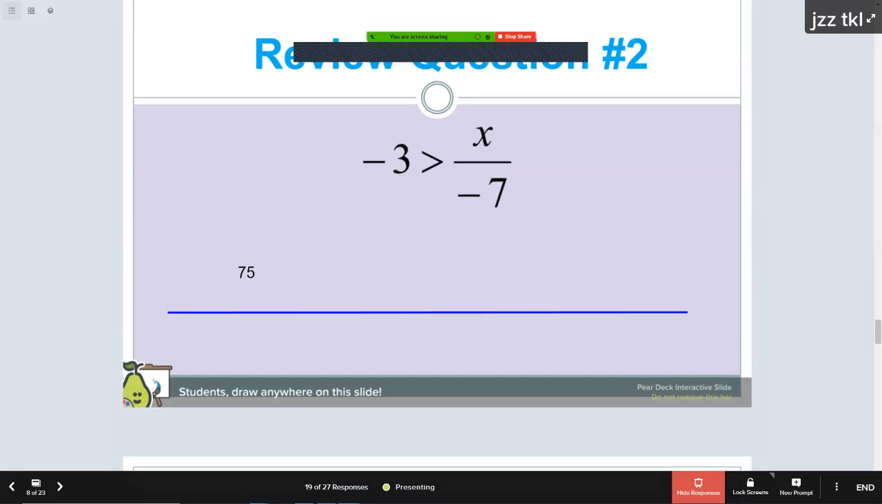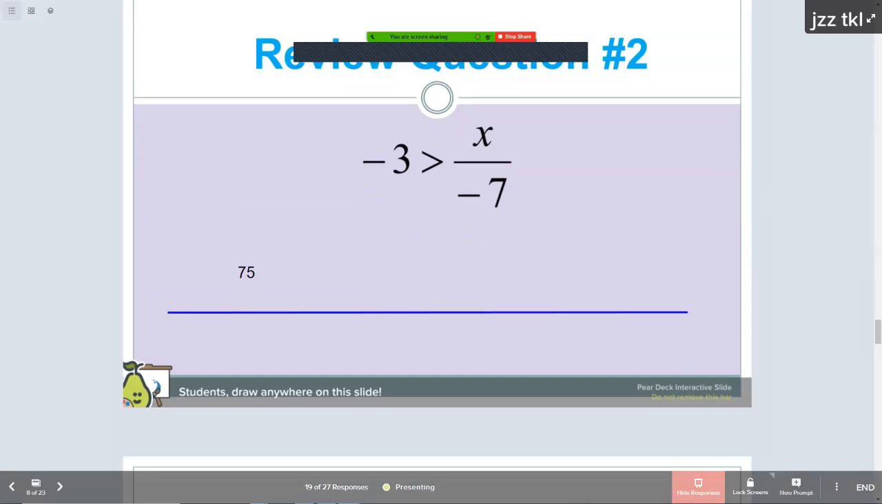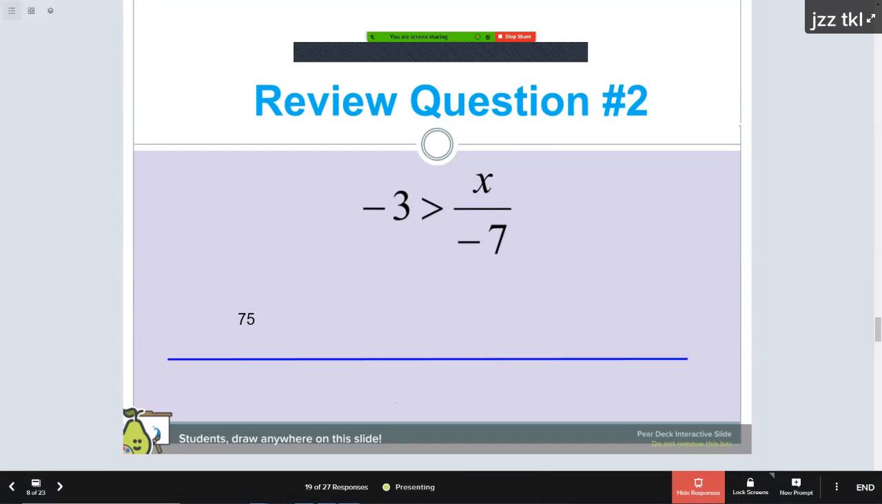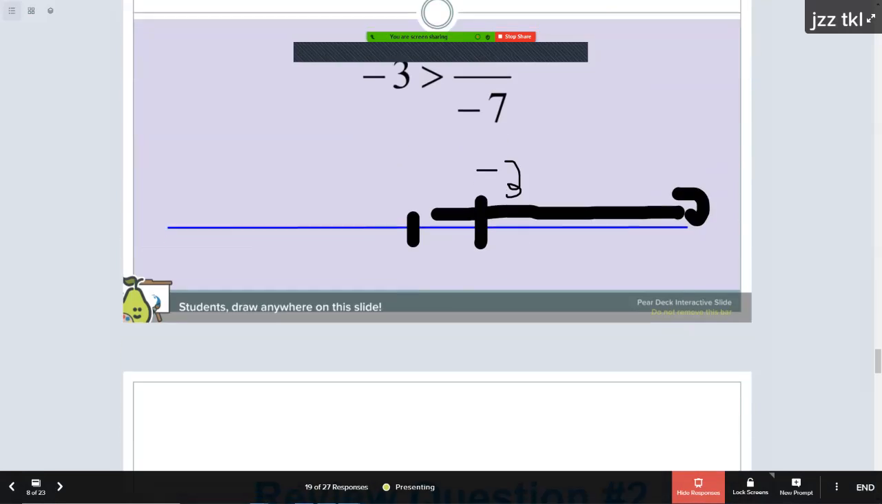When it's in a fraction, do we always have to multiply? So like this one, yes, essentially yes. If you have a fraction, you're always going to have to multiply. That's the short answer. Okay.